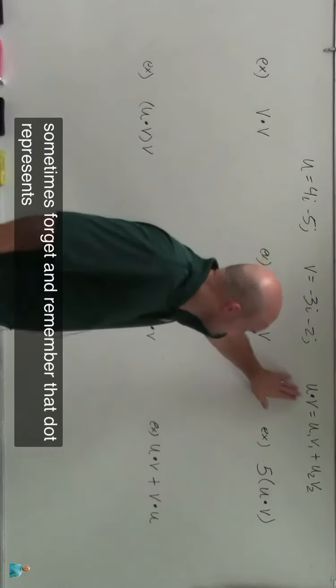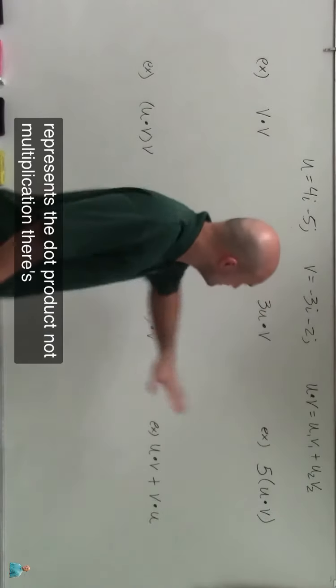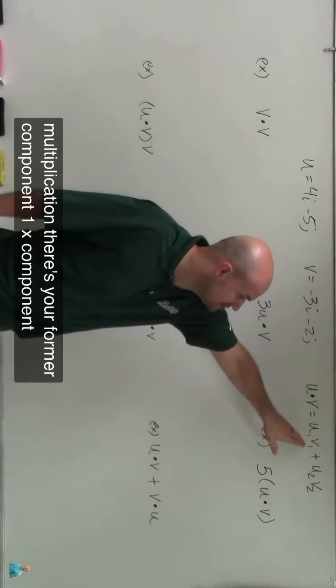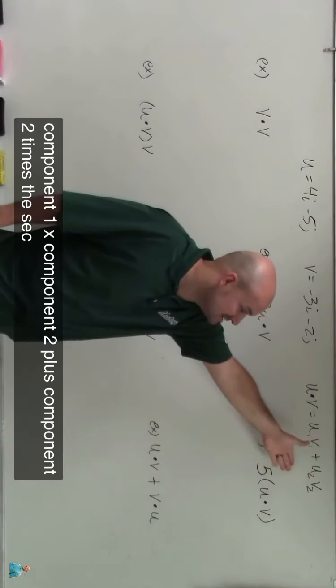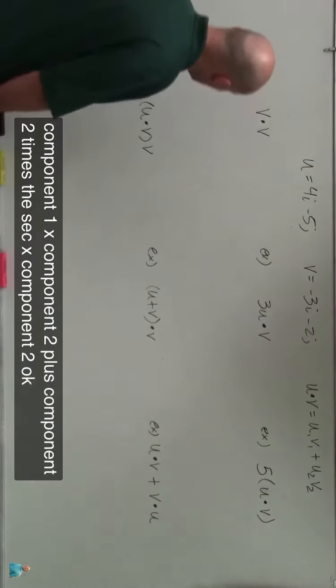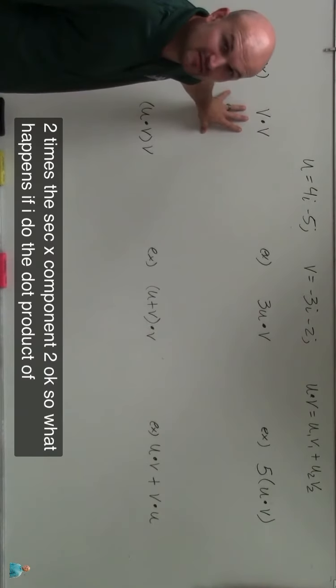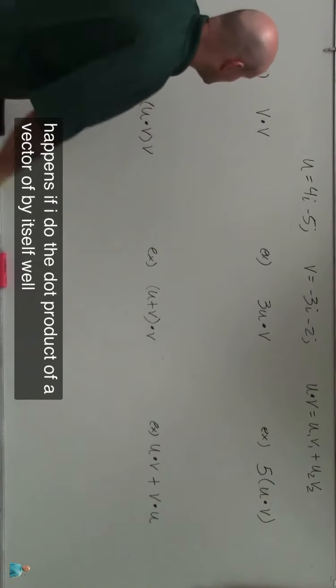And remember that the dot represents the dot product, not multiplication. There's your formula: component 1 times component 1 plus component 2 times component 2. Okay, so what happens if I do the dot product of a vector by itself? Well, let's go and take a look.